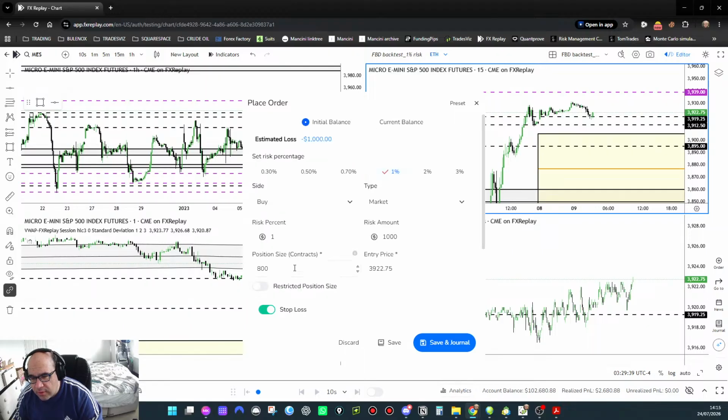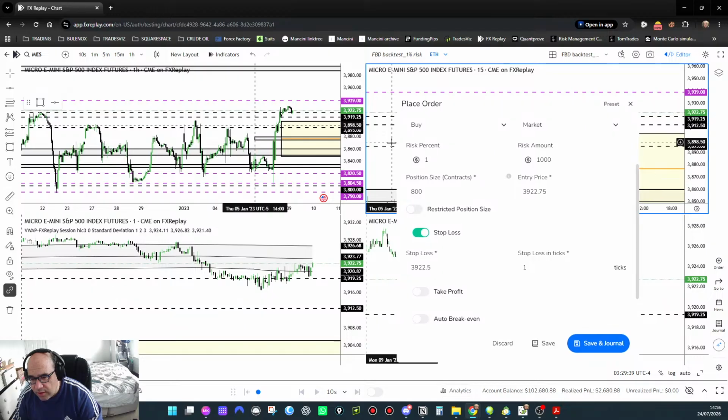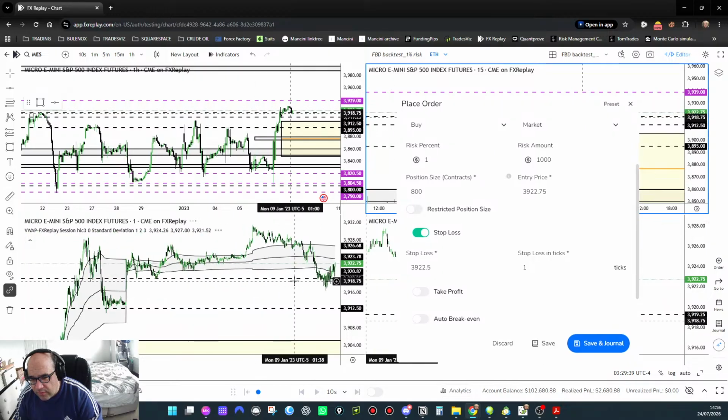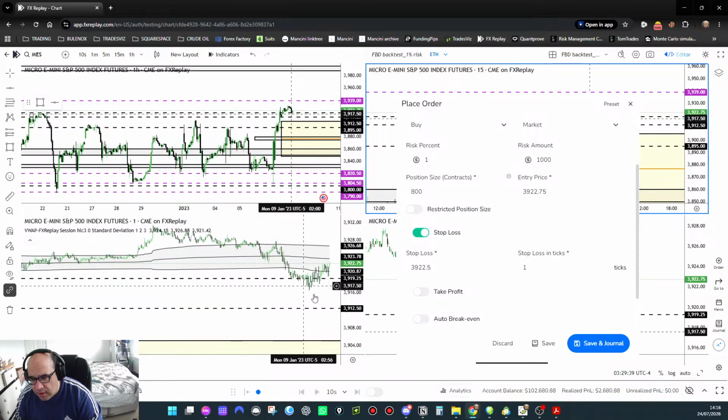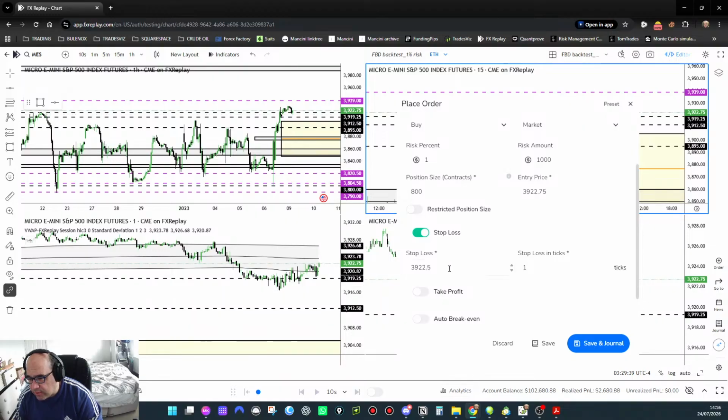stop loss, risk 1%. Okay, 1% buy market, stop loss. What do we want the stop loss? So this one to be invalidated. Now we need a stop loss at about, let's say, 39, maybe 39.14. 39.